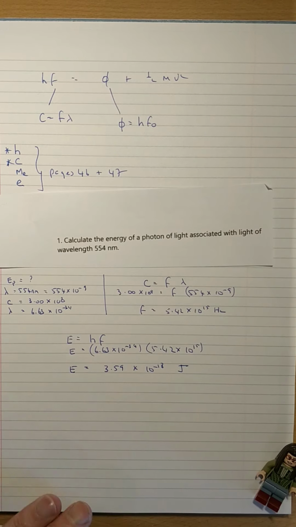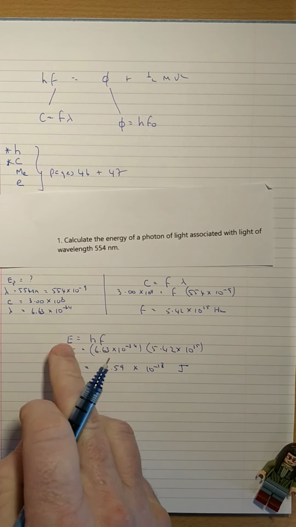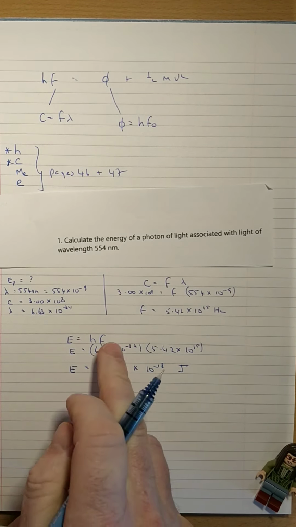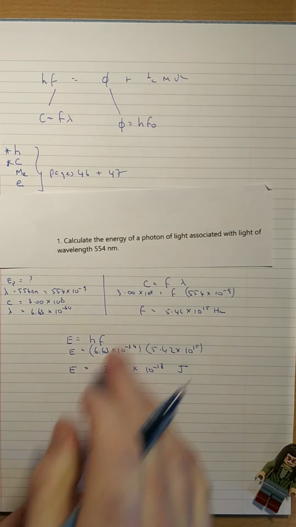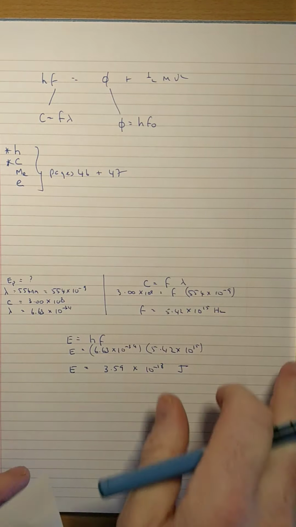Now, same system as always. Write down what we have. Write down the appropriate formula. If we're missing bits, find another formula to get the missing bit. In this case, we're missing the frequency, so we use c = fλ because we had the wavelength. So that's question one.